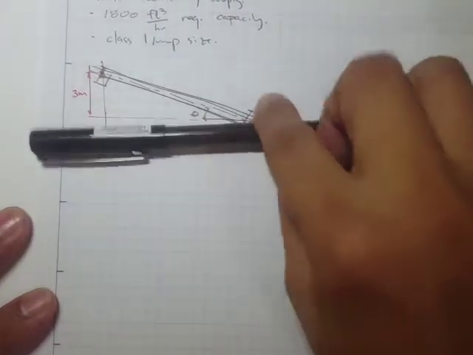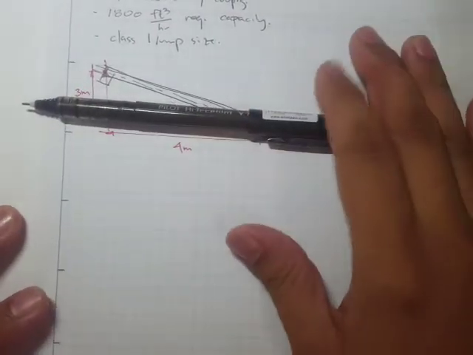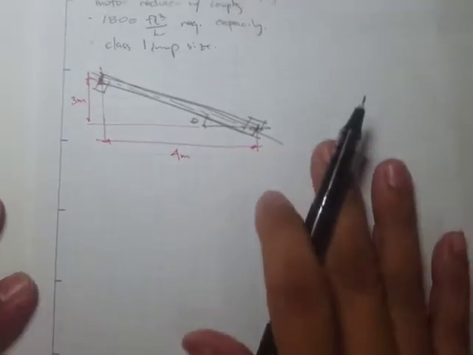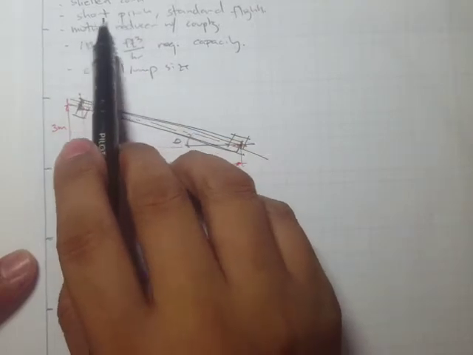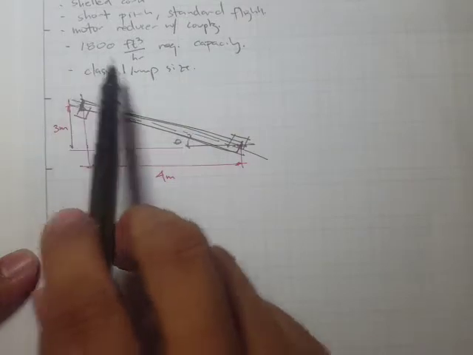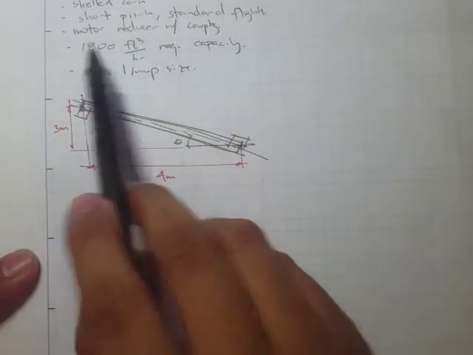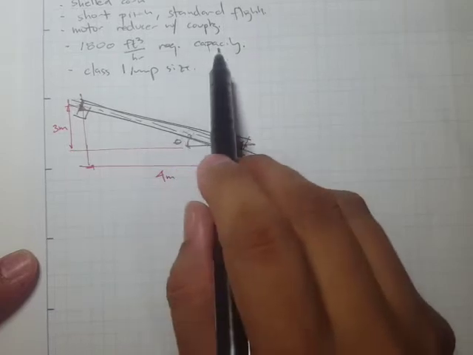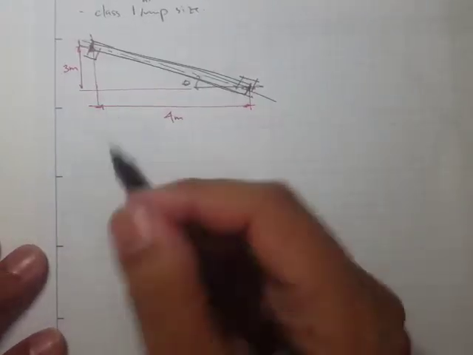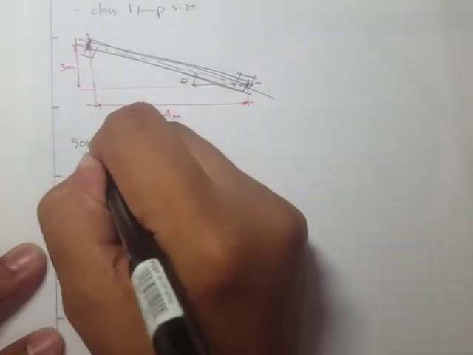Okay, so we have a screw conveyor, something like this, and it's an inclined screw conveyor. We have this distance of 4 meters and a height of 3 meters. Okay, so the problem is we have a material that's shelled corn, and the pitch is short pitch. Okay, and what else? We have a motor reducer with coupling and a capacity of 1,800 feet cube. Okay, so that's the capacity, and a class 1 lump size. Okay, so let's solve.